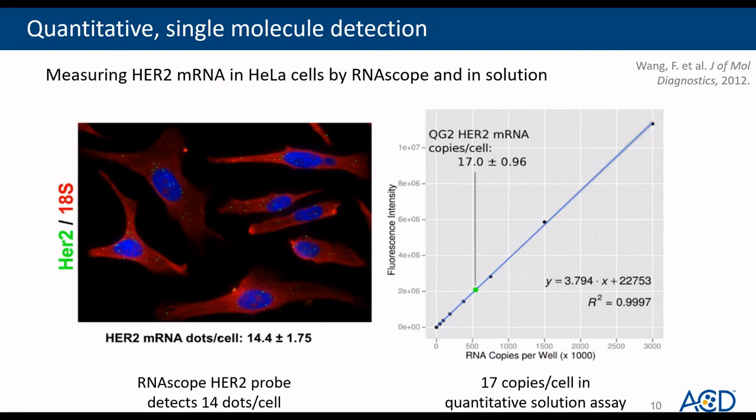With the RNAscope experiment on the left, you can count HER2 mRNA as the green fluorescent dots, which averages about 14 dots per cell, or 14 HER2 RNA copies per cell. On the right, a standard curve was used to determine the average HER2 RNA copies per cell in the lysate, which averaged about 17 copies per cell. So the two assays give very similar RNA copy readouts. The point being here that when we see a dot using RNAscope, it translates to a molecule of transcript.